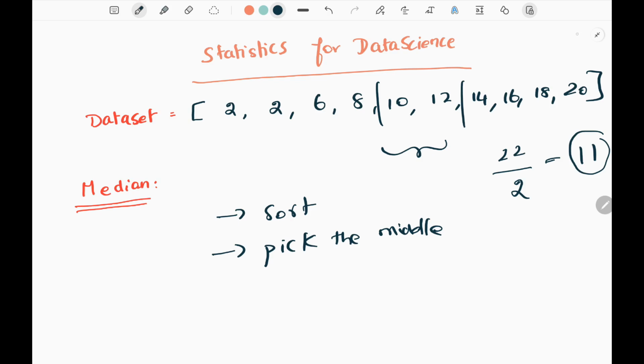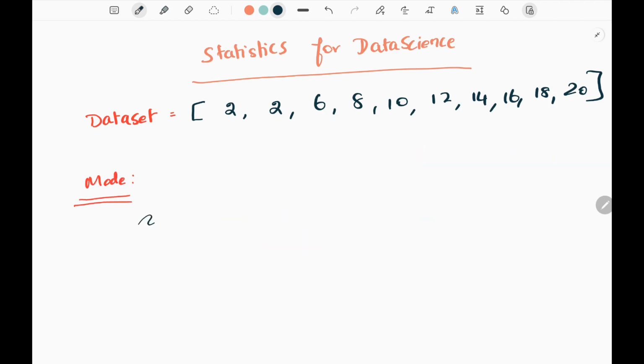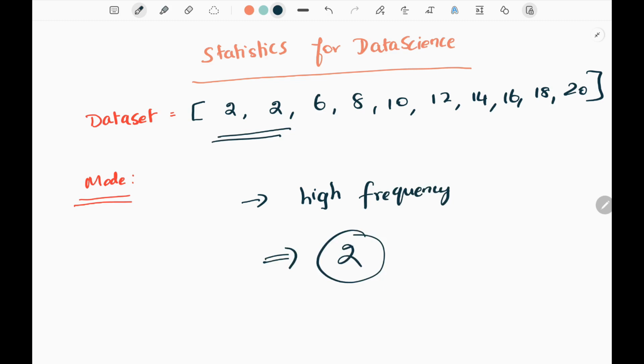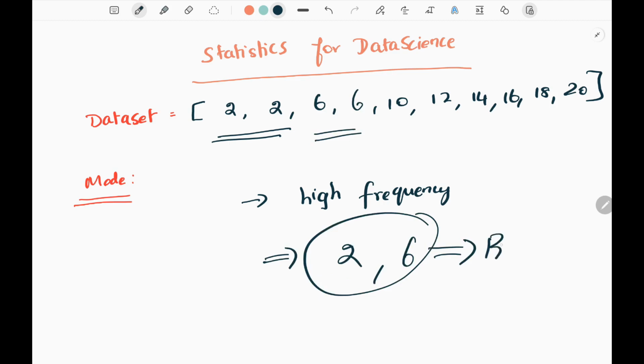So next we will see mode. So to calculate mode, we need to check the high frequency values, that is the repeated values, right? So here we could see 2 has appeared twice. So 2 is the mode. So what if we have 2, 6 here? In this case, we will pick the two values as mode. This is called bimodal. When you have two modes, it is called bimodal.